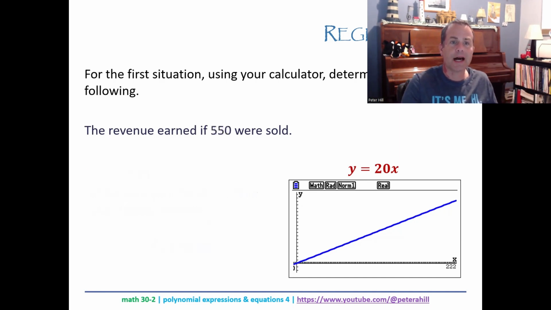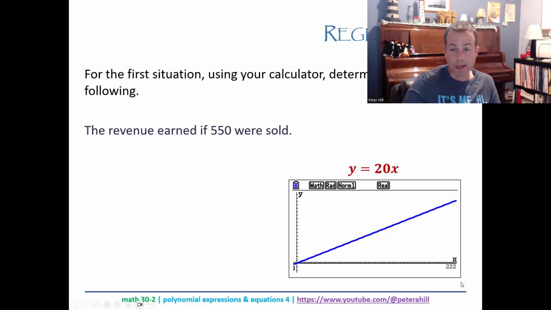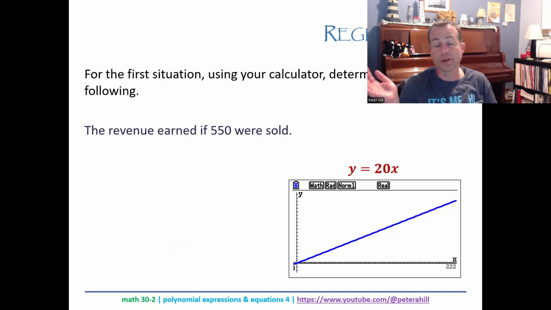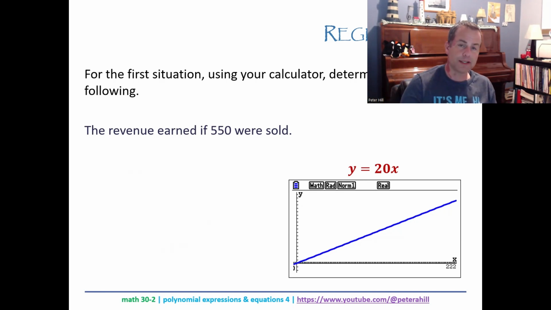How about if 550 were sold? Same sort of question here. The difference is 550 is not actually in your window right now. My window only goes up to 222. So what that means is you're going to have to go to your window settings and up it to more than 550. Your calculator can't calculate something that's not in the domain of the screen. So you're going to have to adjust your window settings, and when you do that, you should get $11,000.